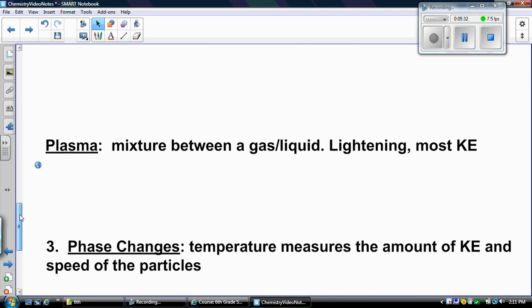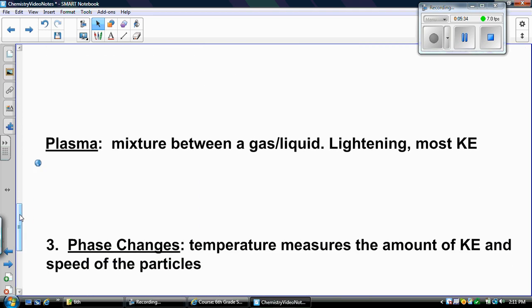And then the fourth phase of matter is plasma. It's a mixture between a gas and a liquid. Basically, the particles are moving so fast that they have properties similar to both a gas and a liquid. Lightning is an example of plasma, and plasma has the most kinetic energy out of all the phases of matter.